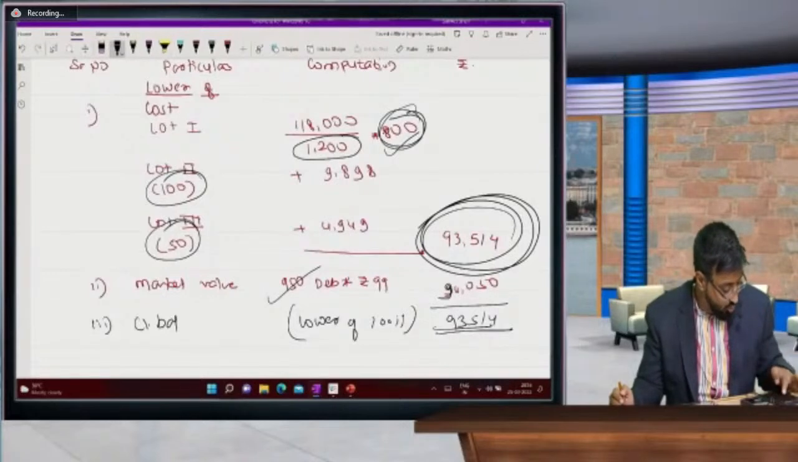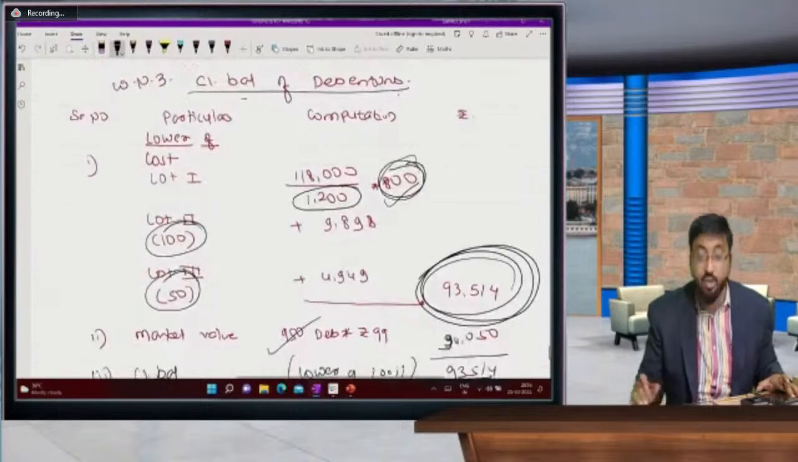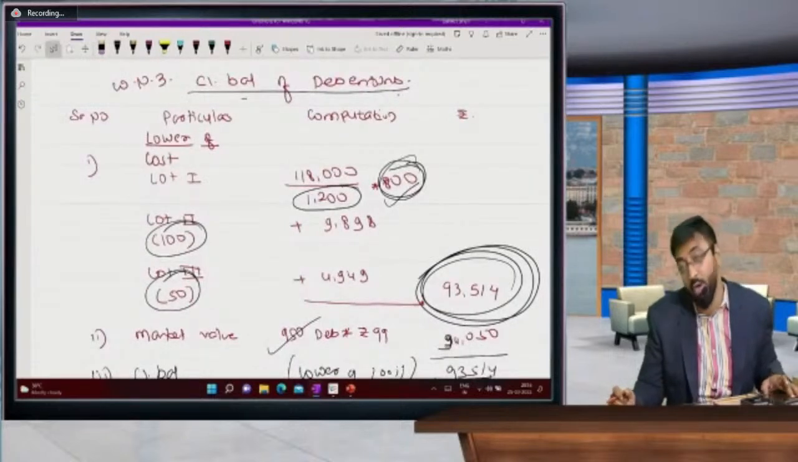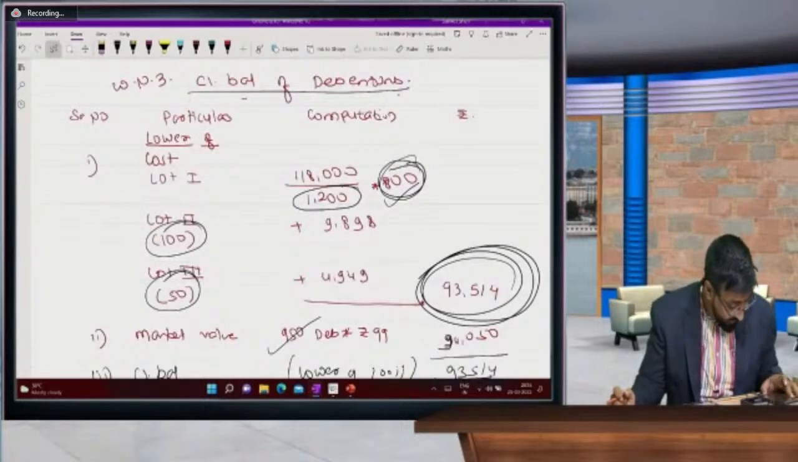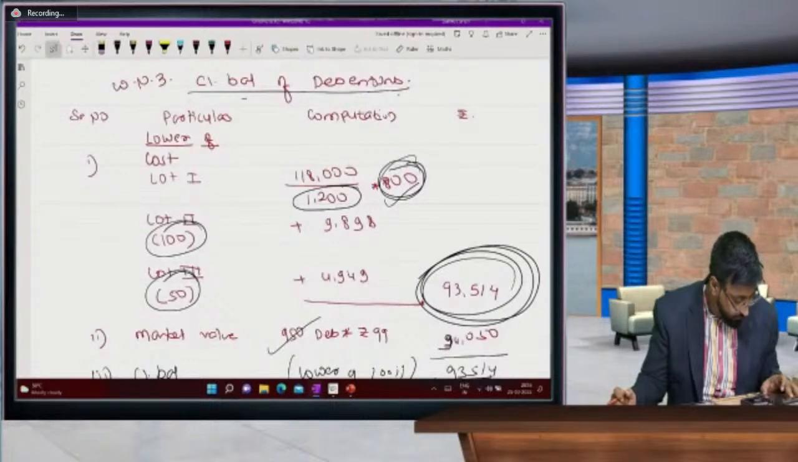Yes, beta. So Deepak Goyal was asking me, sir, can you explain this adjustment? So beta, debentures are recorded, or even shares closing balance are recorded, at cost or NRV, whichever is lower. Yes.